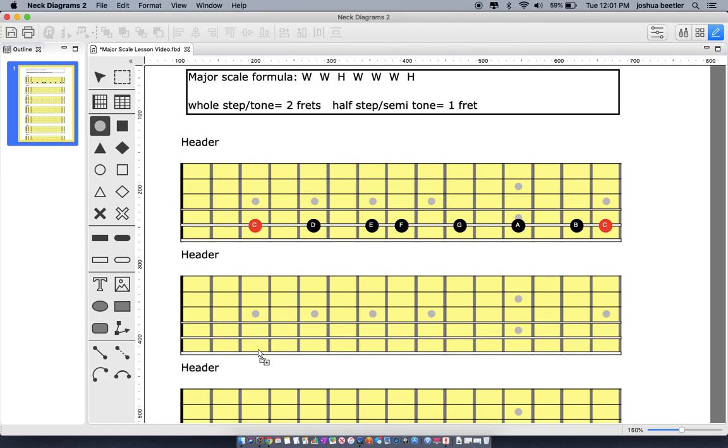So the G major scale, there's a G note right here. So again, we're going to go up whole step, half step, whole step, whole step, whole step, half step. Now you're going to notice here that something happened with this one note. This is an F sharp. What that means, it is 1 fret higher than F.